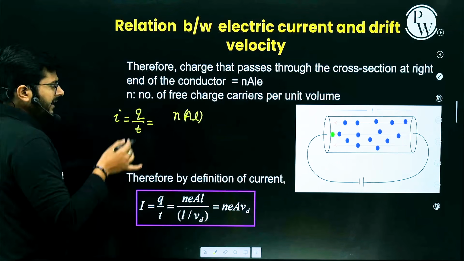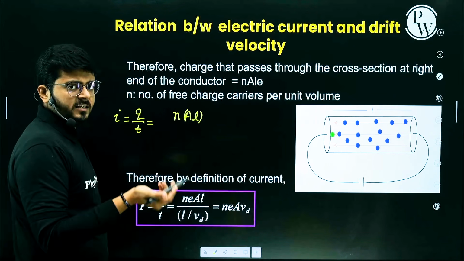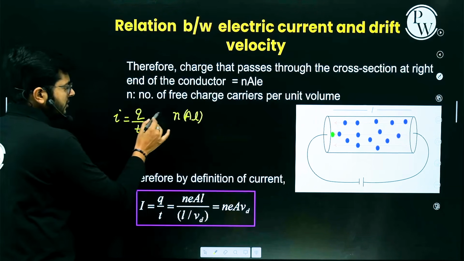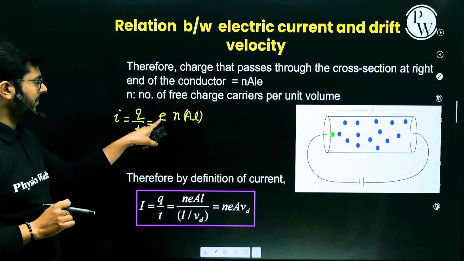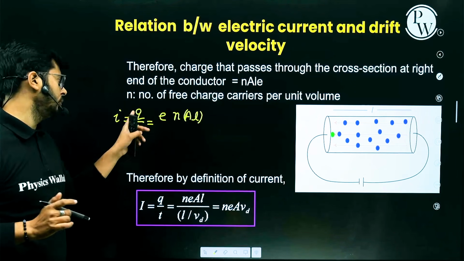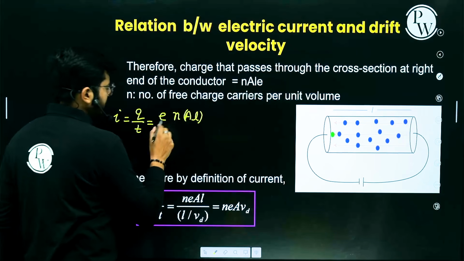Right. Now what is happening? Each of these charges is an electron, and each electron has a charge small e. So the total number of charges multiplied by e gives us the total charge q. Okay, total charge we have written.